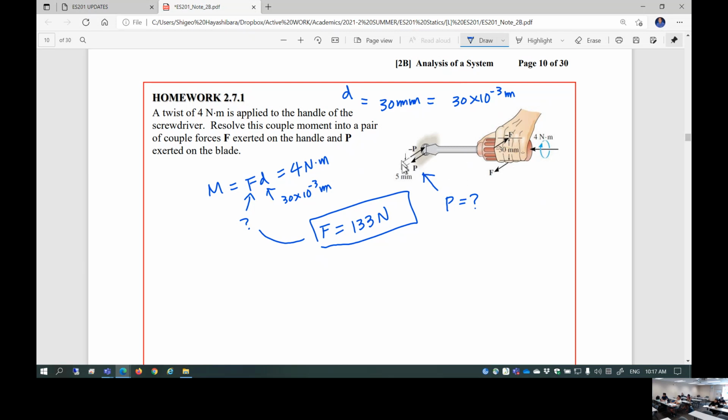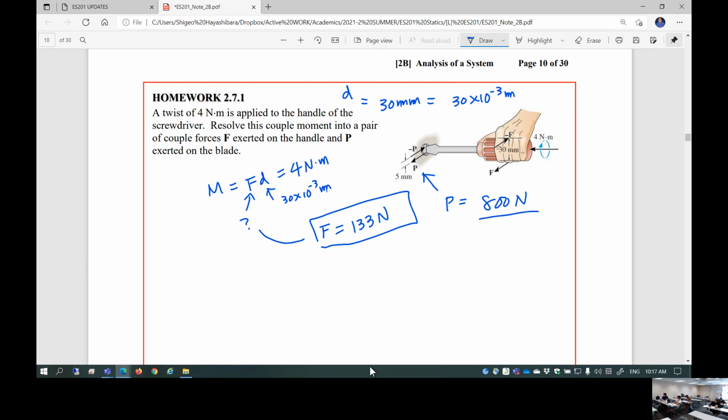Okay. So obviously the distance is smaller, so the P size is higher, isn't it? So what's P? That would be 4 divided by the distance. What's P? 800 Newton. Anybody else? Confirm. Yeah.